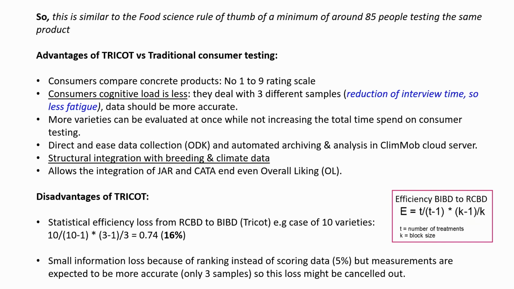Well, consumers compare concrete products, so there's no pondering over, do I like it extremely, or do I like it a little less, or am I neutral, or that kind of thing. So your consumer cognitive load is less. They deal with 3 samples only. More varieties can be evaluated at once while not increasing the total time you spend on your consumer testing.